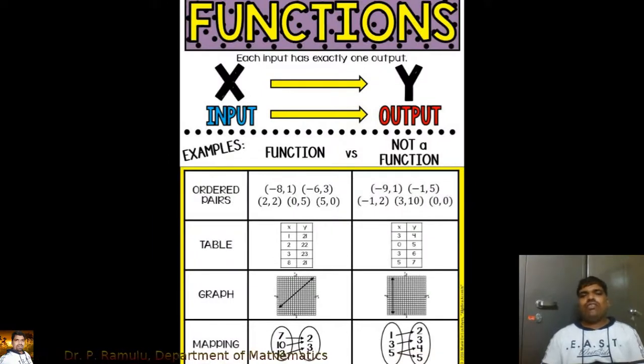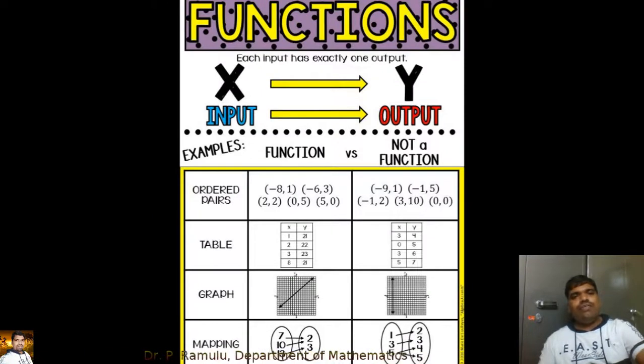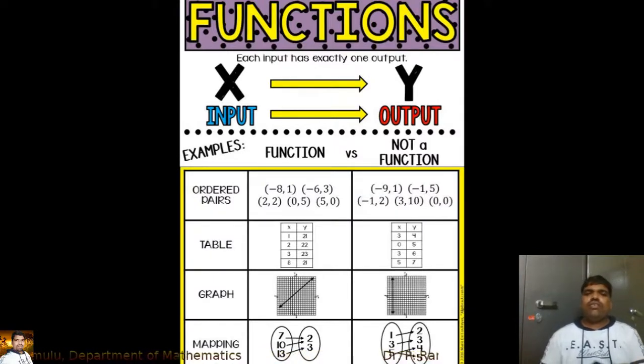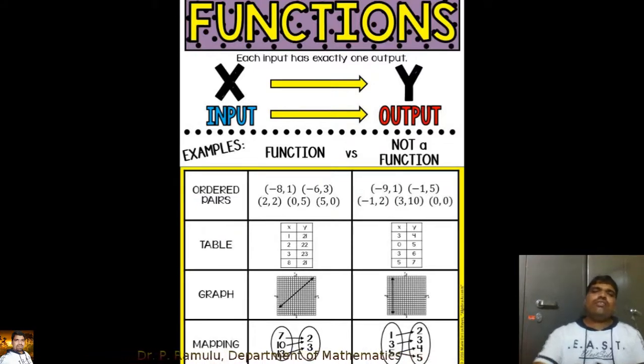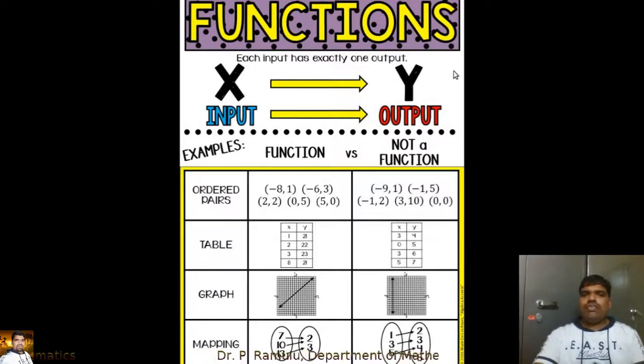The functions: we already discussed one or two variables, sorry, only one variable we have discussed. Here x is the set, the domain. This is the codomain. x is the input.